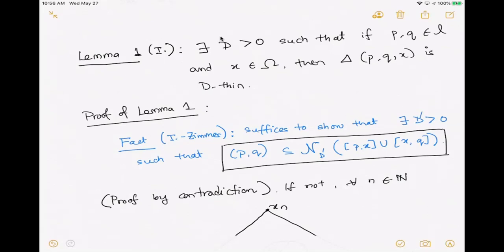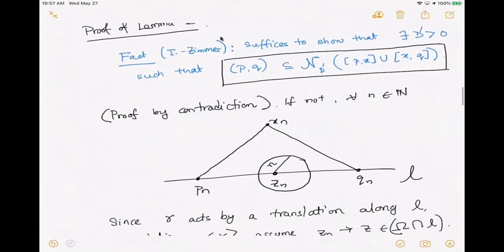Suppose this is false. Then for all natural numbers n, I can find points Pn, Qn, and Xn which satisfy the configuration in this figure. That is to say that there is a point Zn in the projective geodesic segment between Pn and Qn, so that if we construct a ball of radius n around Zn, then this ball does not intersect the segment Pn Xn, and it also doesn't intersect the segment Xn Qn.